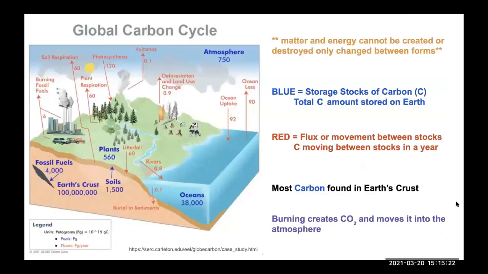So when we look at the global carbon cycle, we can see that natural things give off carbon and other things take up carbon, right? And so we have these pools of carbon and they go through these fluxes. One of the things we want to remember is that matter, which carbon is, and energy cannot be created or destroyed, right? We're talking about the laws of thermodynamics. They're only changed from one form to another.